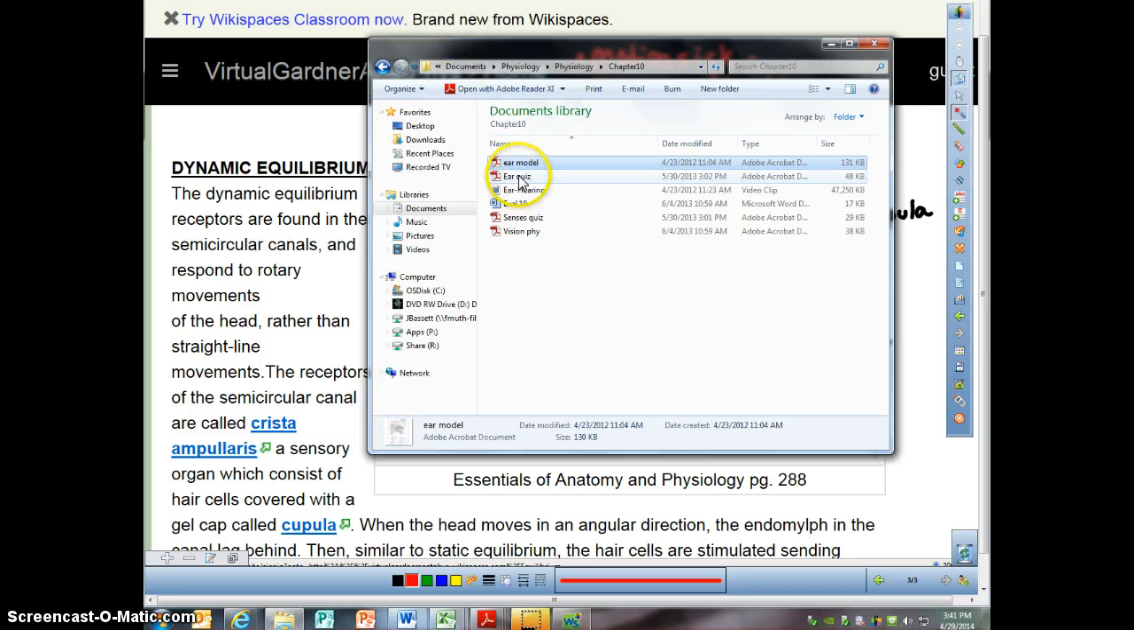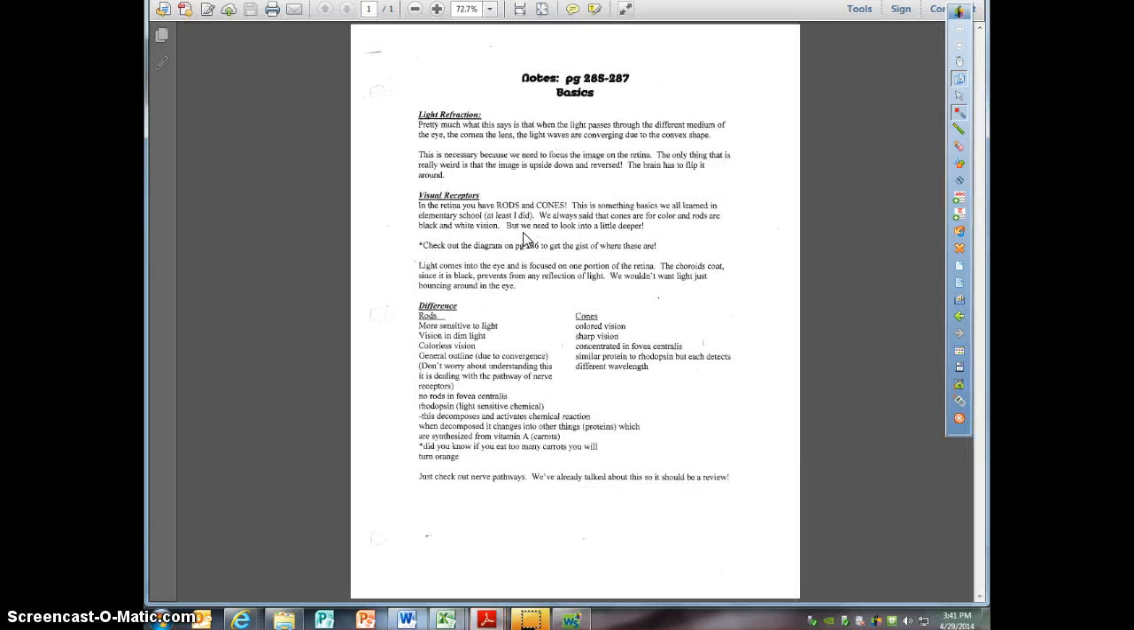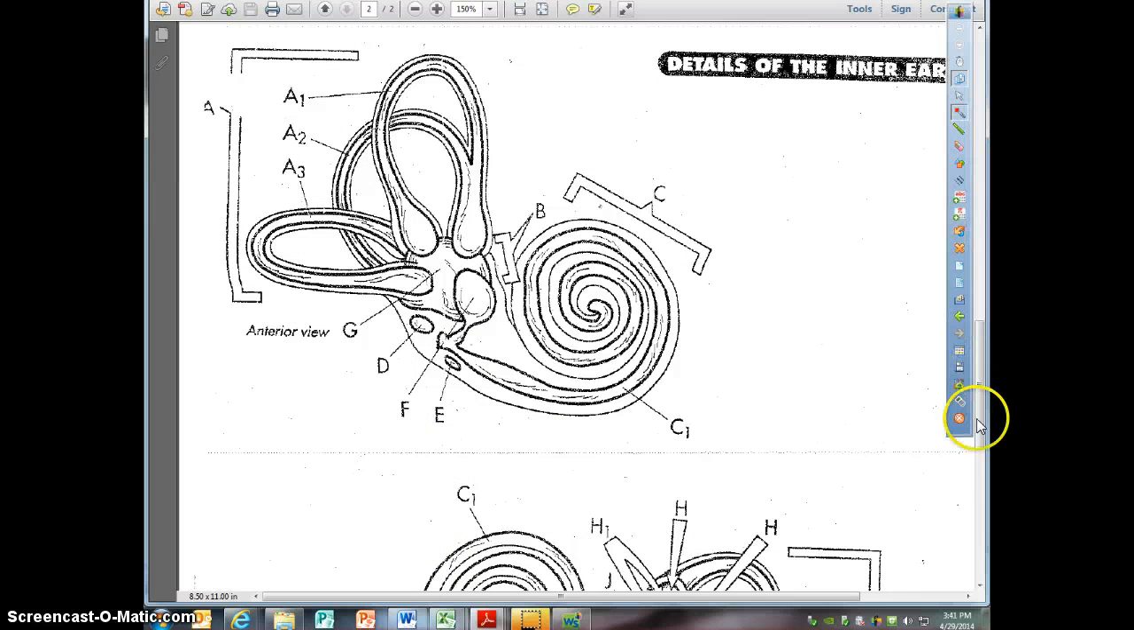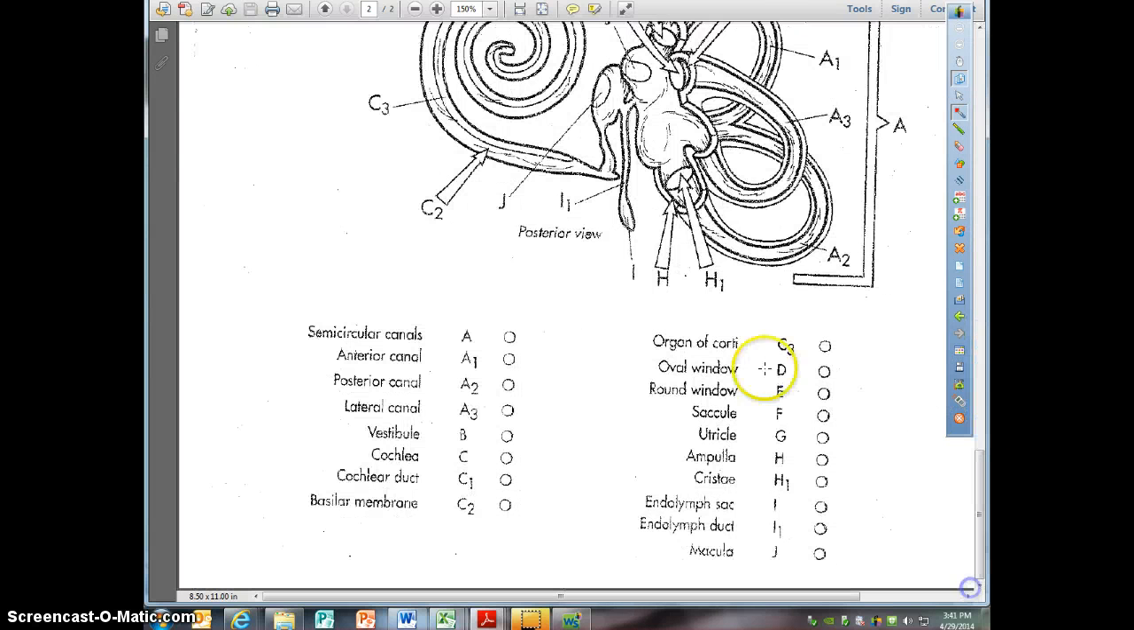So let me go back. I was hoping for, let's see, that was not what I was hoping for. I was hoping for the ear model. Let me see.